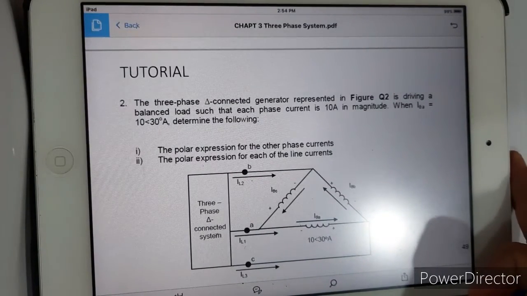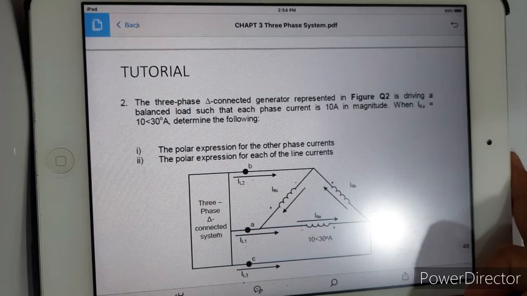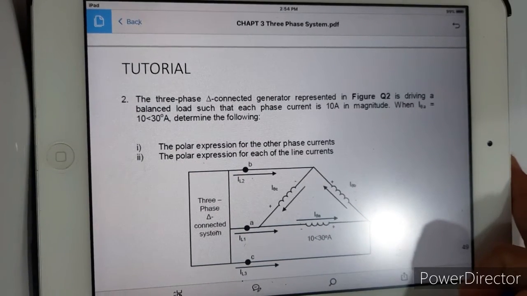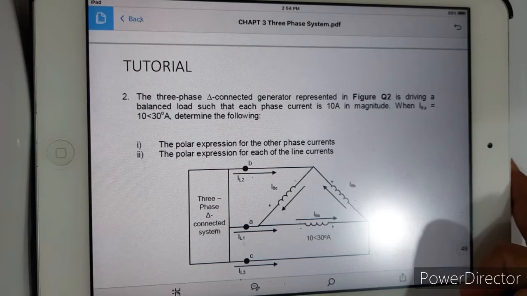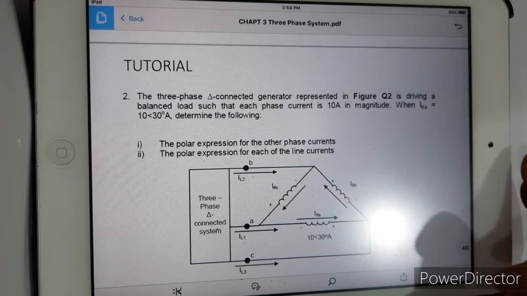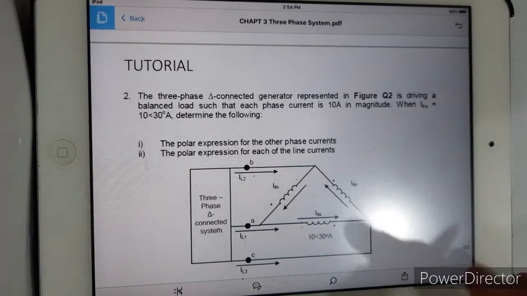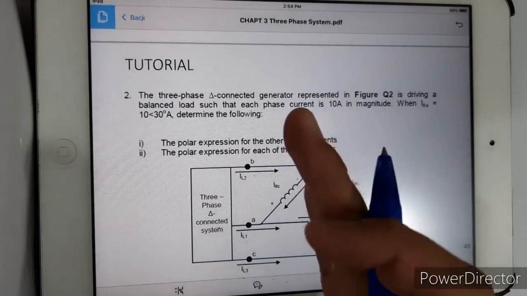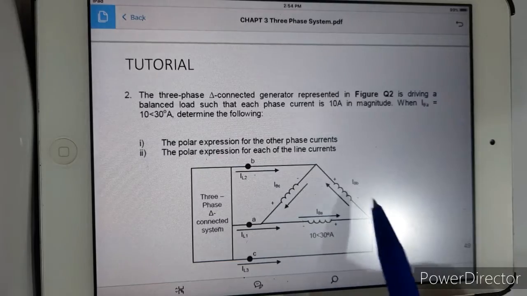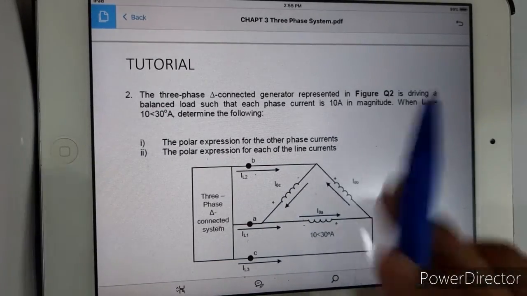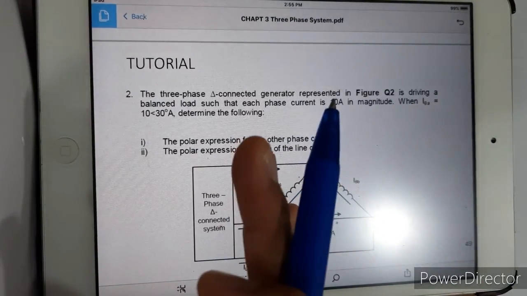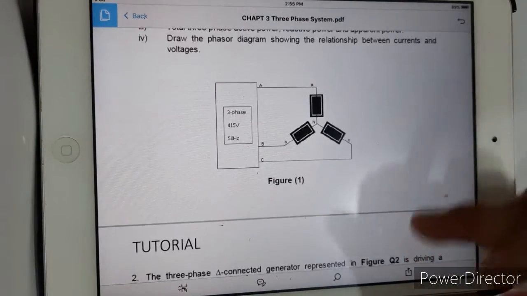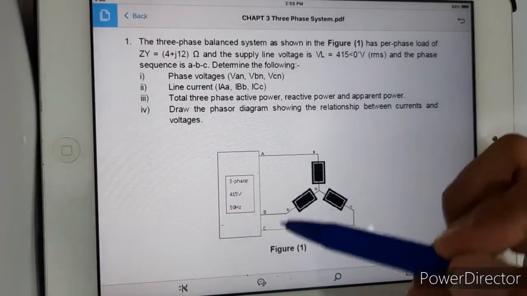Right, so the last tutorial that we are going to show you is for the delta connected system. Remember for your syllabus, the answer should be asked at the load side, so you have to pay attention on the load side. Instead of the generator, you have to pay attention on the load. All the questions are asked at the load side.